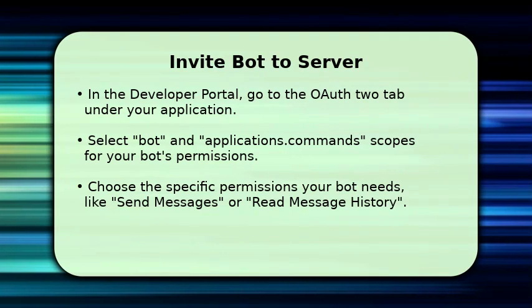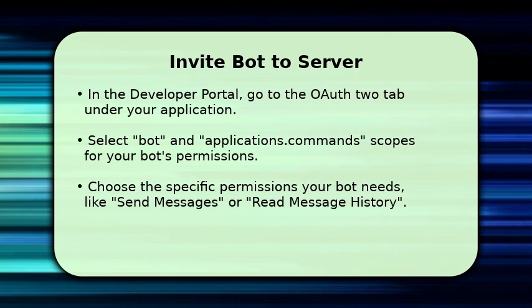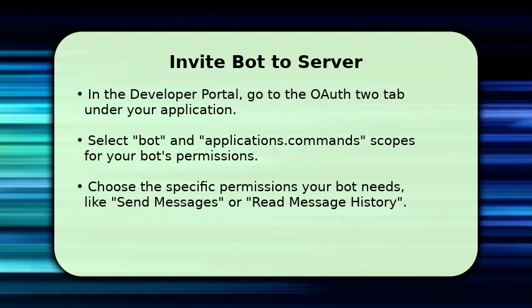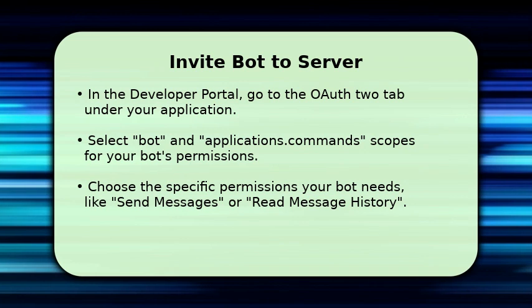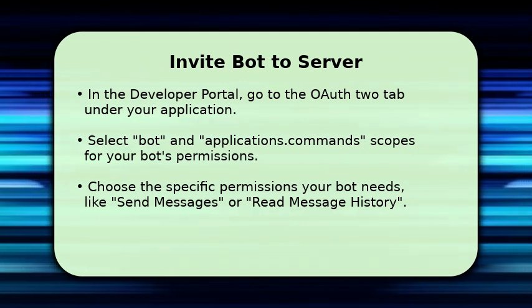With your bot created, it's time to invite it to your server. Back in the Discord developer portal, under your application, click on the OAuth2 tab. Here, select the Bot and Applications.command scopes. Then, carefully choose the specific permissions your bot requires, such as send messages or read message history. A URL will be generated. Copy this URL and paste it into your browser. Select the desired server from the drop-down menu and click Authorize to add your bot.